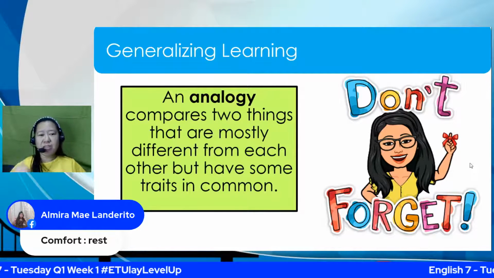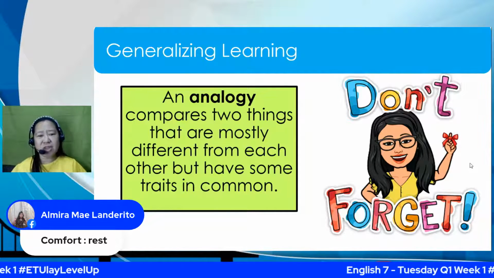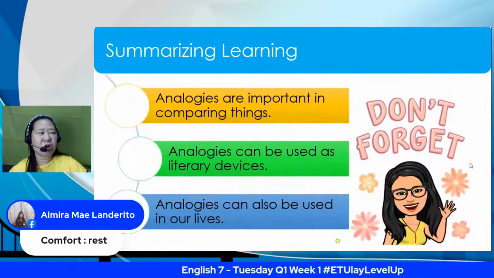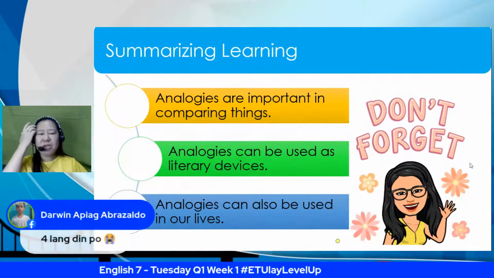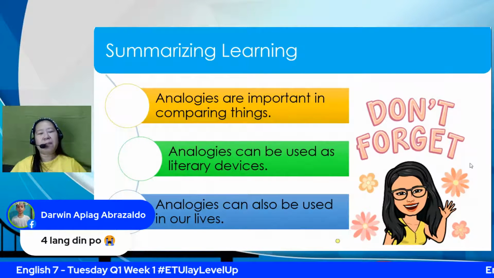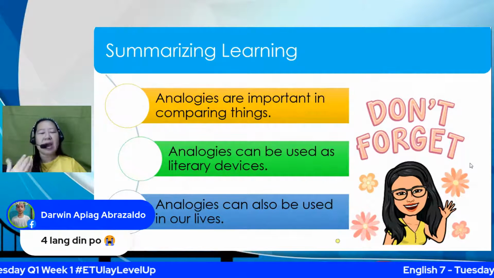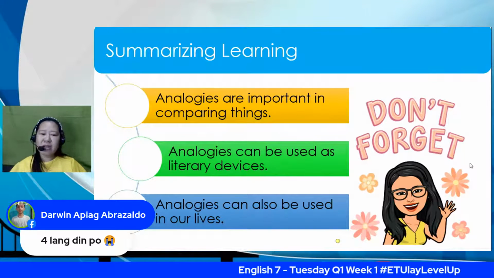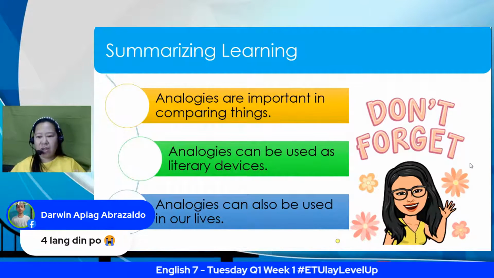So don't forget that. You'll be using that in your lesson in grade 7. And of course, you're also going to use that in your real life. So, as a summary, analogies are very important in comparing things. Analogies can be used as literary devices, and analogies can also be used in our lives.